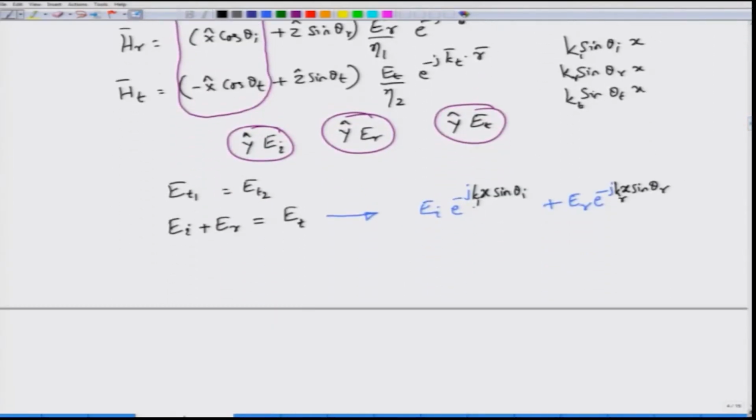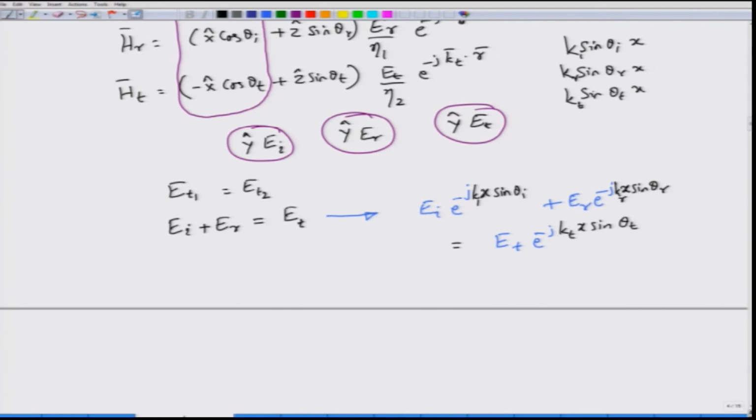Now, you can go back and put those equations. This must be equal to the electric field tangential component on the other region, which is Et e to the power minus j. The phase factor is kt x sin theta t. In contrast to the boundary condition that we derived in the last module, here you have to satisfy the boundary conditions for all points along x, right.